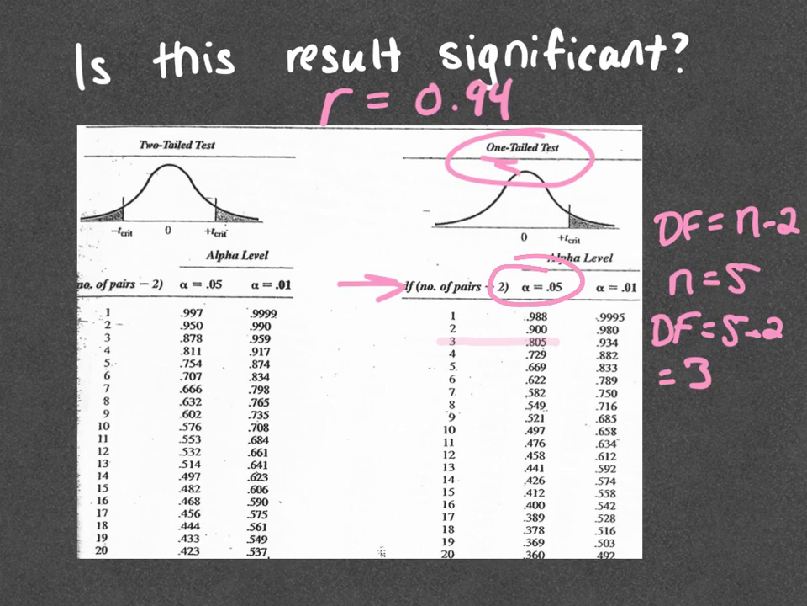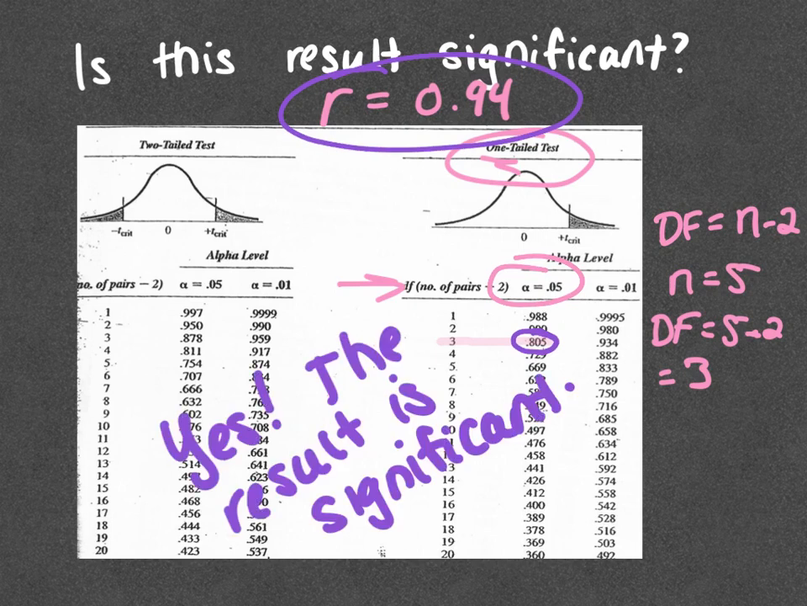Don't forget, we use alpha equals 0.05 in the behavioral and social sciences unless otherwise specified. That means a 5% chance of a type 1 error, and that's the most we're willing to take. So now that I've found my critical value is 0.805, I compare it to my obtained value of 0.94. If the obtained value is greater than the critical value in absolute value, our result is significant. So in this case, our result is significant because we've beat the critical value.